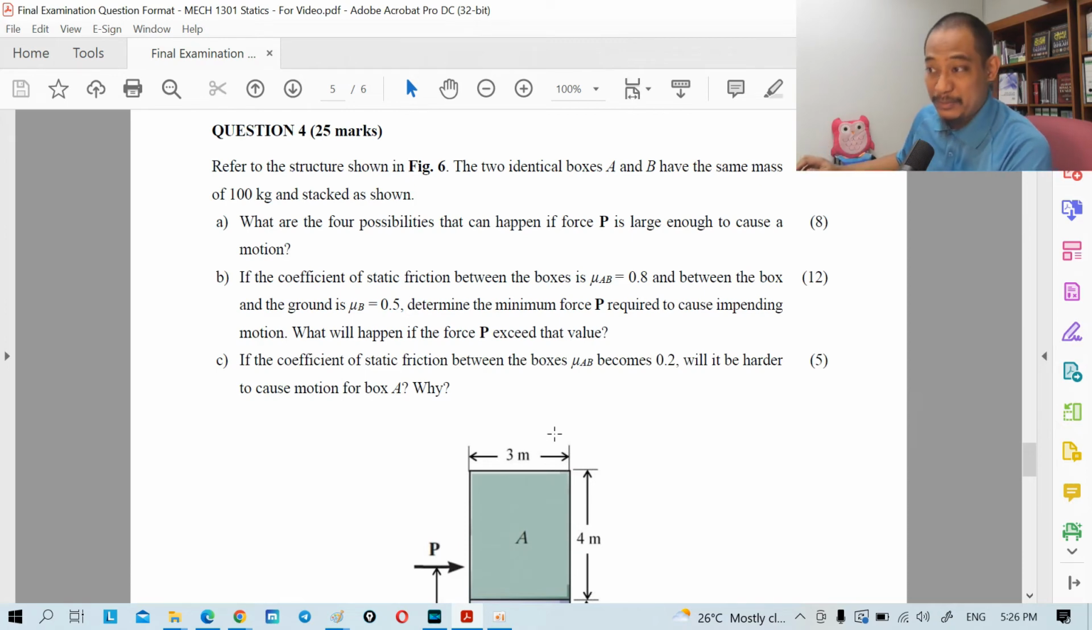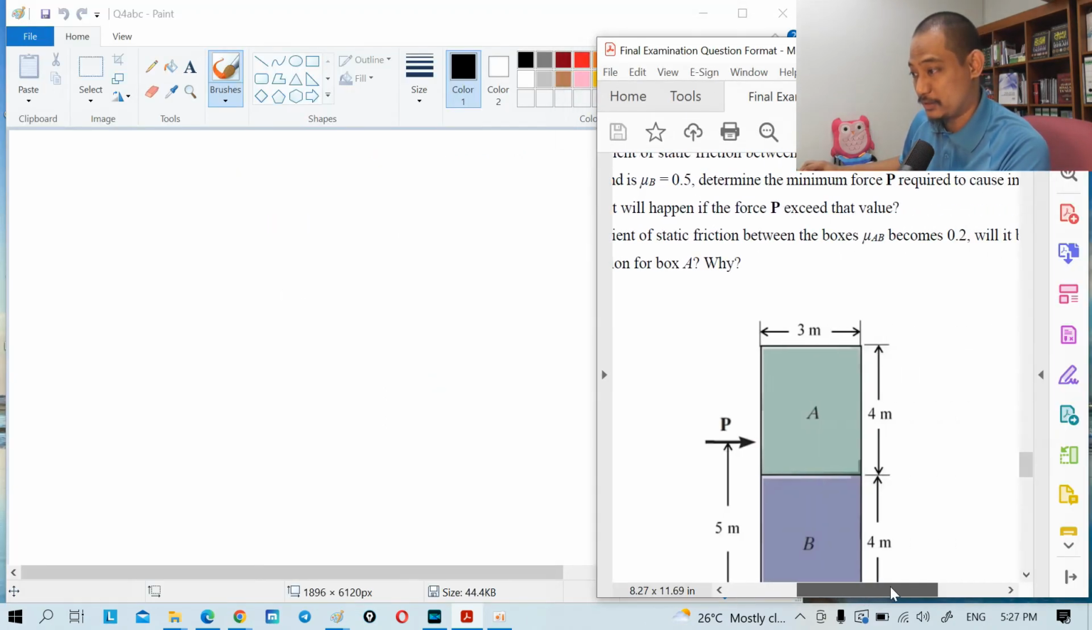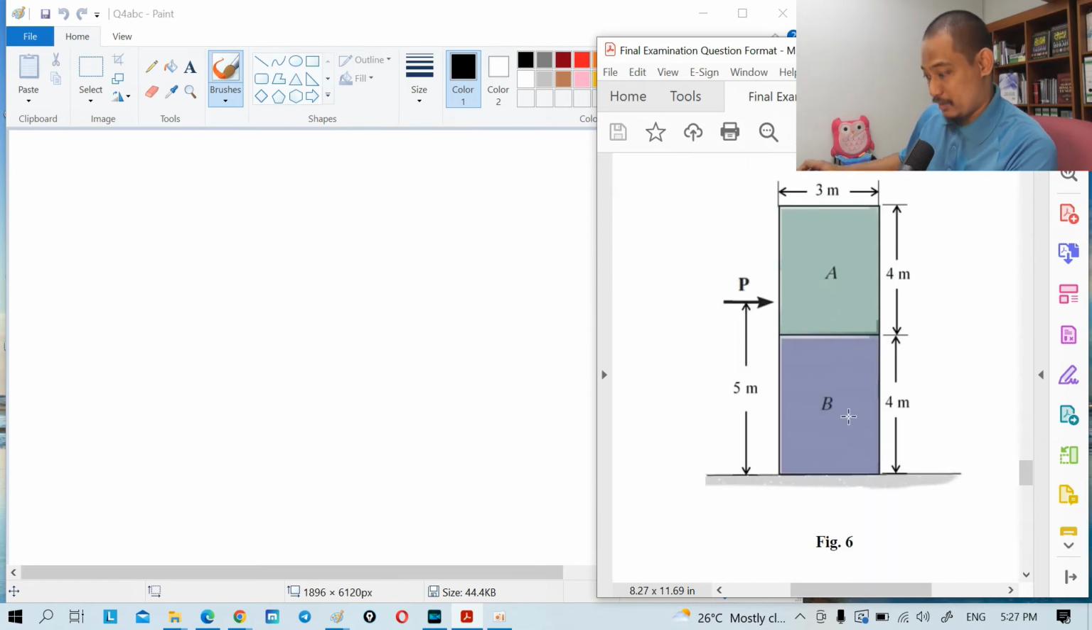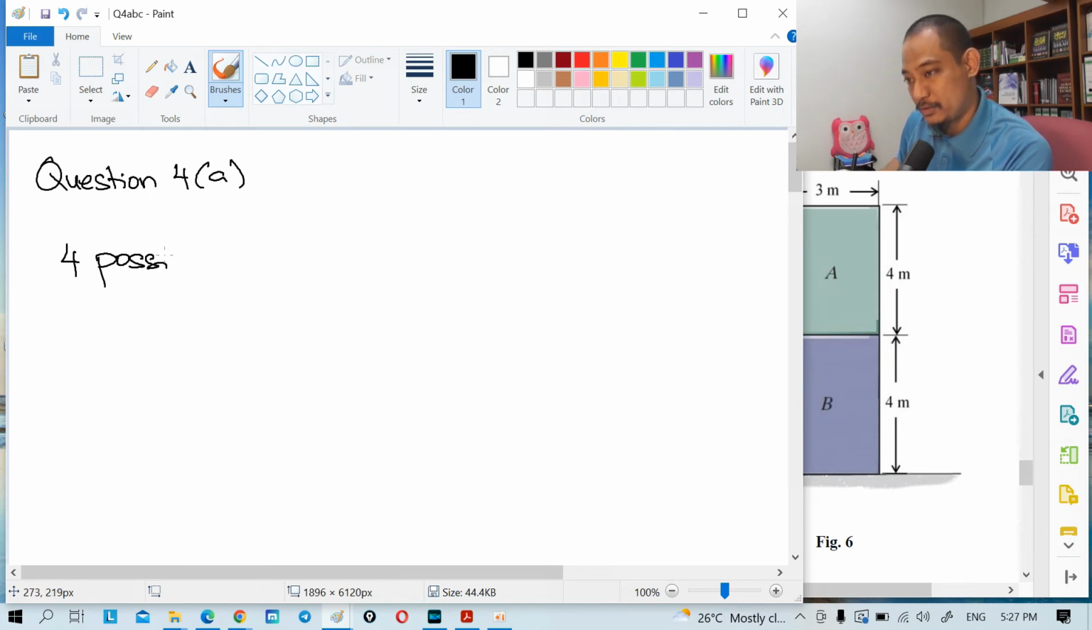Now, what are the four possibilities that can happen if P is large enough to cause a motion? So this force P is pushing, so what are the four possibilities? So let's just take a look at this. Question 4A. Four possibilities. Okay, let's see the diagram.